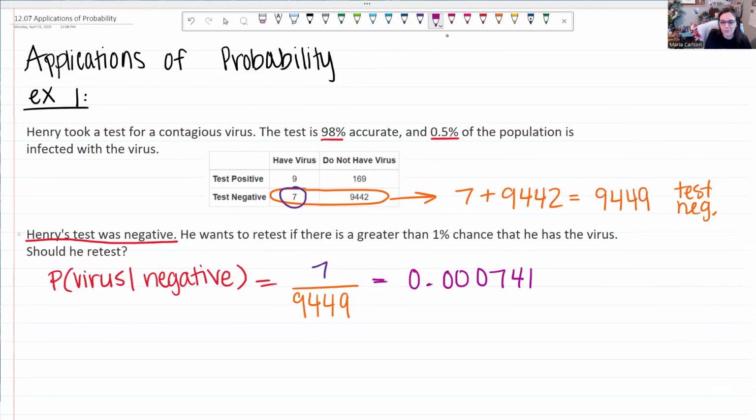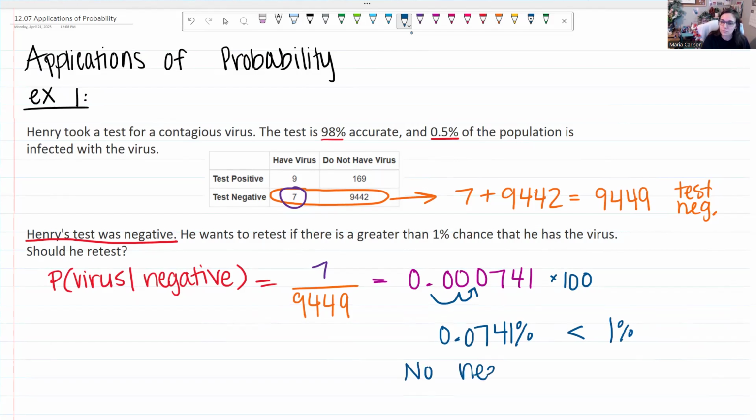0.000741 approximately if I round, which is a decimal. We want to turn this decimal into a percentage. So I could either multiply this by 100 or move the decimal 2 places to get 0.074%. But this is less than 1, less than a 1% chance. So there is no need to retest. There is a less than 1% chance that he has this virus given his negative test result.